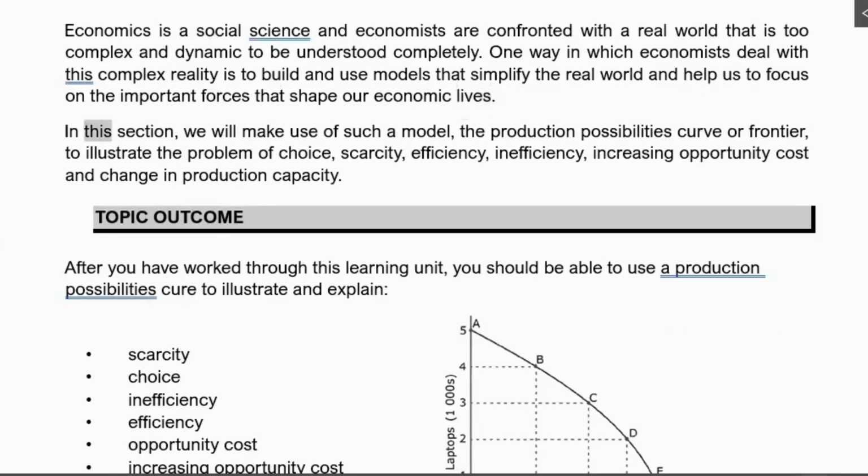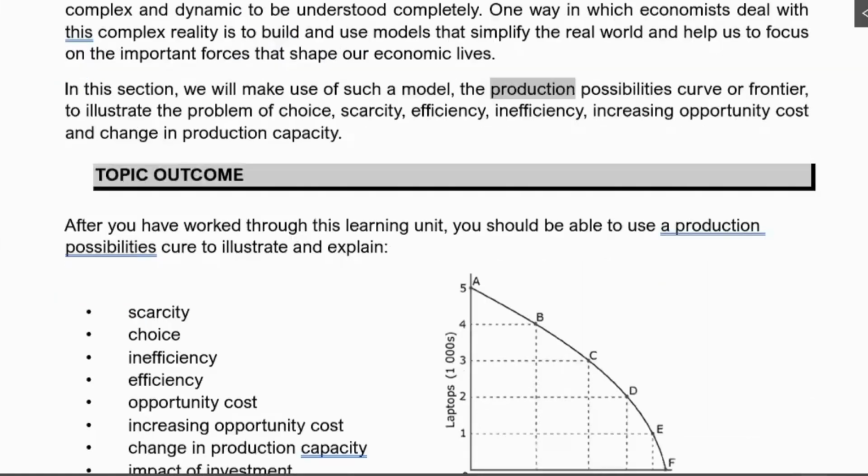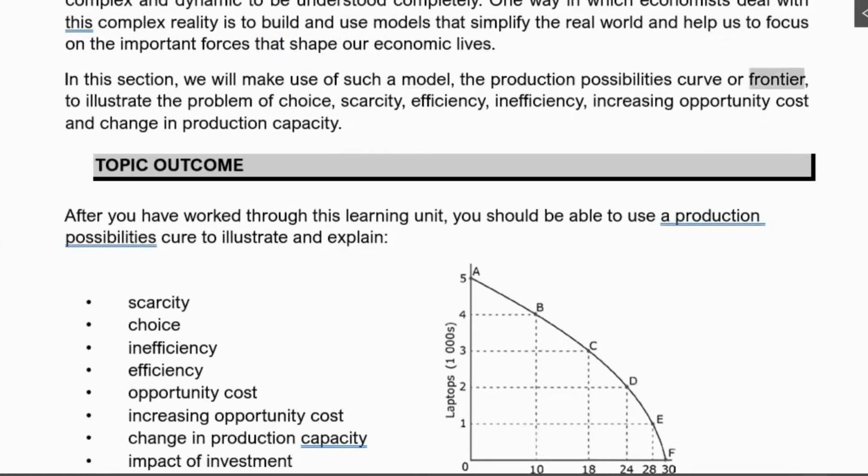In this section, we will make use of such a model, the production possibilities curve or frontier, to illustrate the problem of choice, scarcity, efficiency, inefficiency, increasing opportunity cost and change in production capacity.